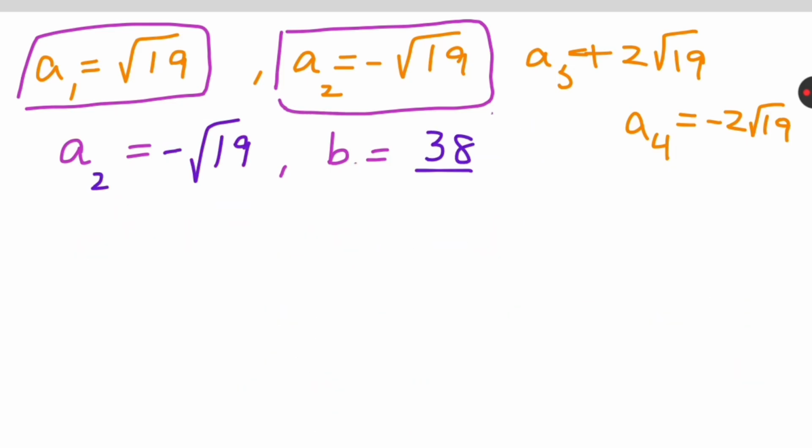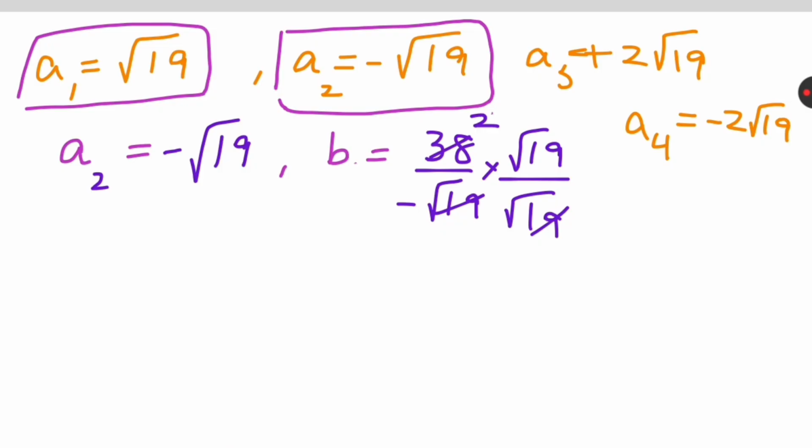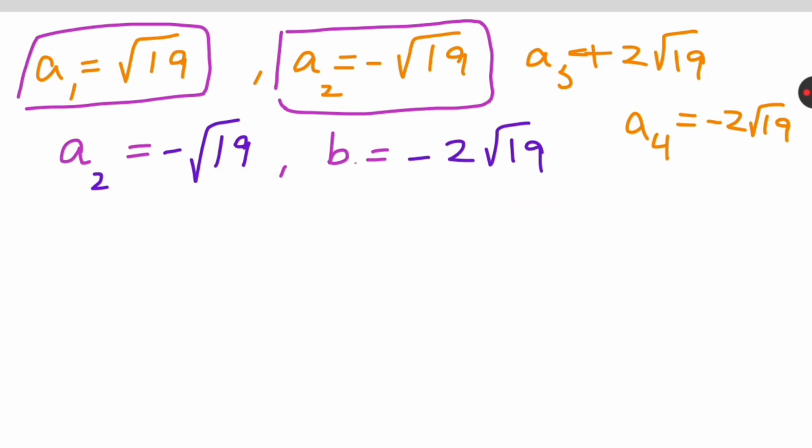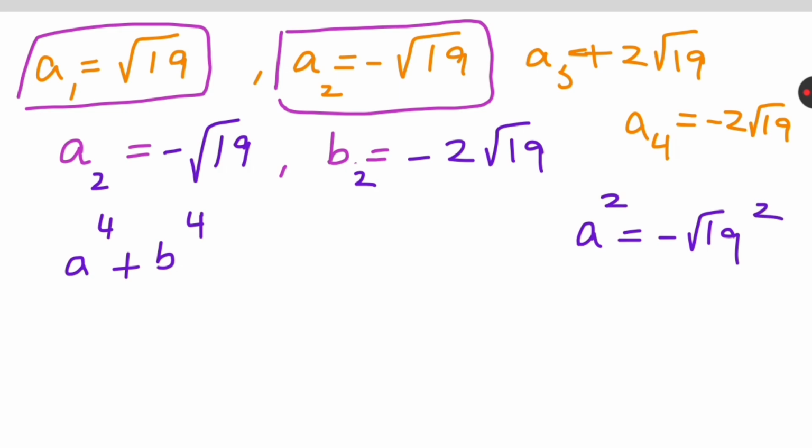The b value is 38 over a, which is minus root 19. So if you multiply and divide by root 19, then we are going to get minus 2 root 19. So these are the a and b values. Now find out a raised to power of 4 plus b raised to power of 4. So for that, first you have to take a value, which is minus root 19, then do square on both sides. Then we are going to get this minus, when you square it turns into plus, so which is 19. So a raised to power of 2, the value is 19.